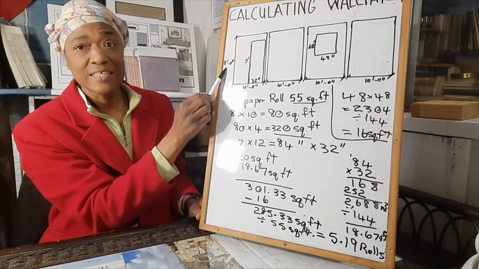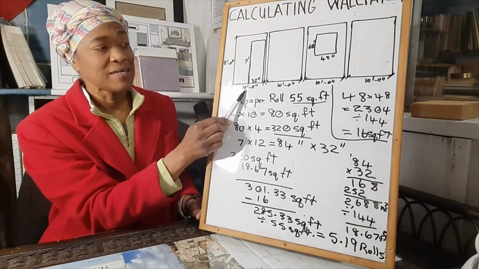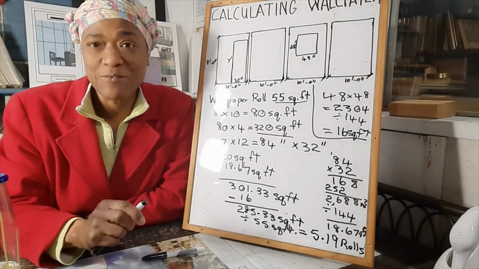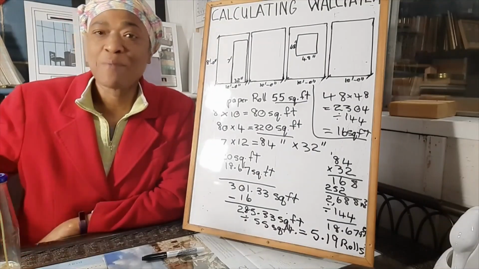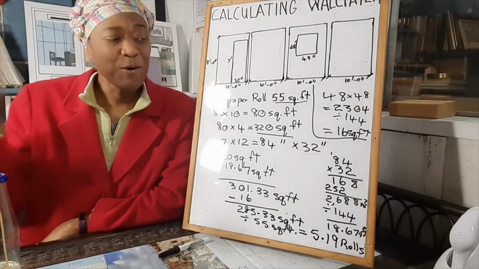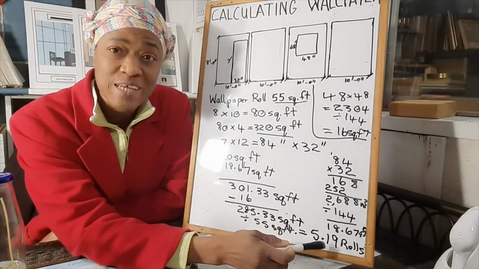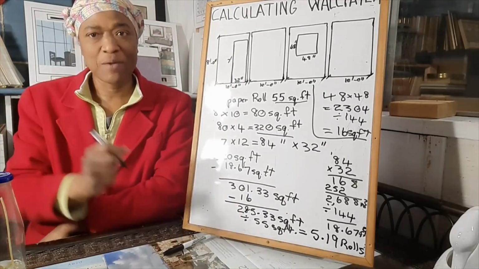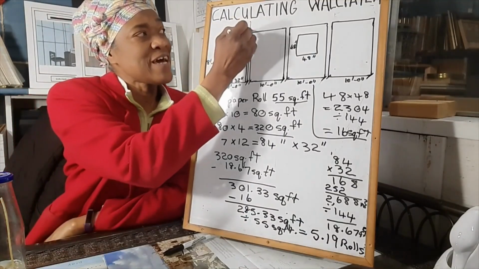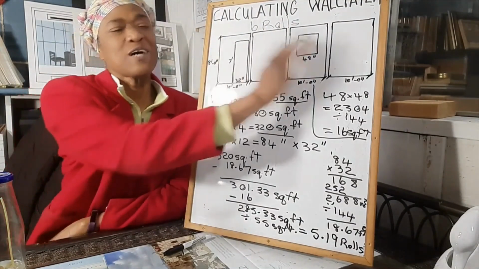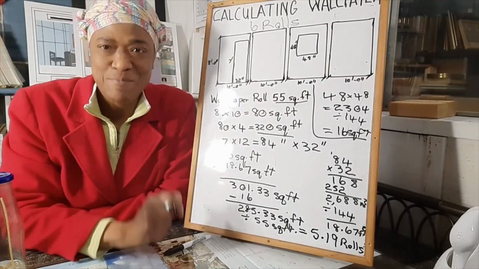That's 8 feet high by 10 feet wide. However, we generally buy wallpaper in full rolls. Therefore, we will have to round up to 6 rolls of wallpaper. So we will need 6 rolls of wallpaper to cover this space.